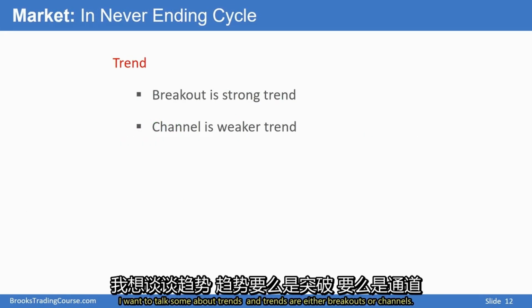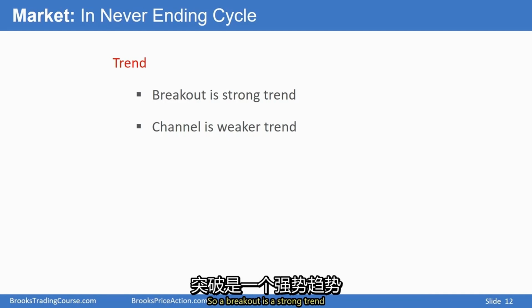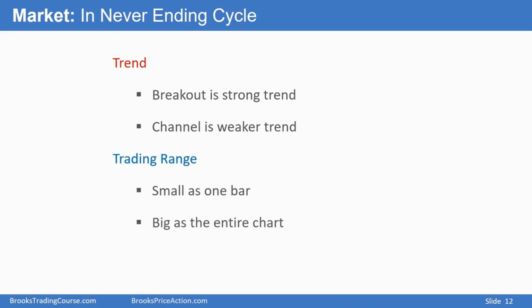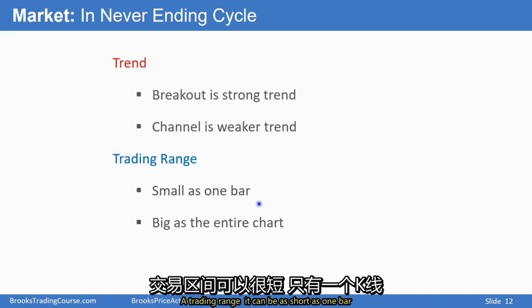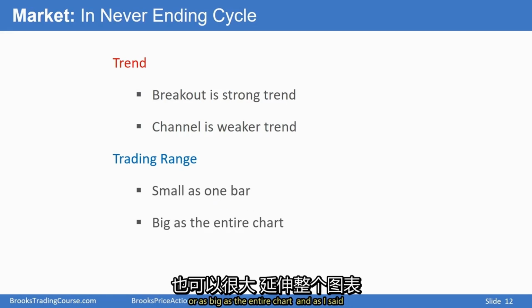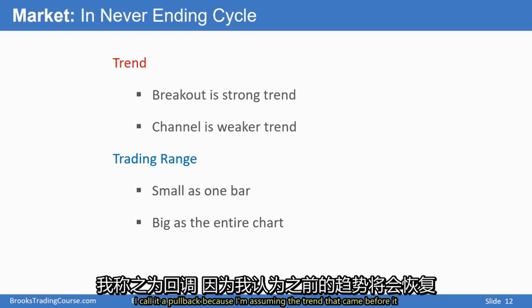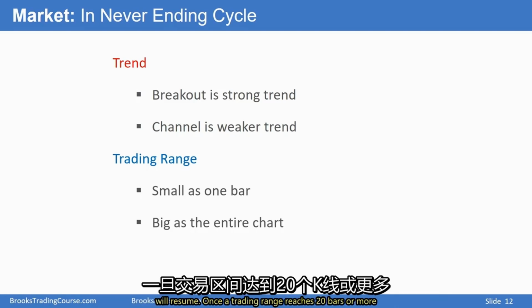I want to talk some about trends, and trends are either breakouts or channels. So a breakout is a strong trend and a channel is a weaker trend. A trading range can be as short as 1 bar or as big as the entire chart. And as I said, if a trading range is brief, I call it a pullback because I'm assuming the trend that came before it will resume.